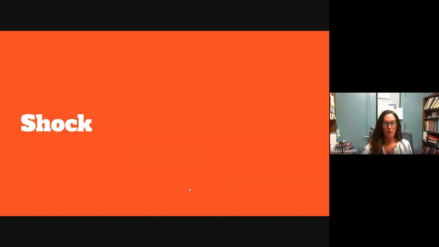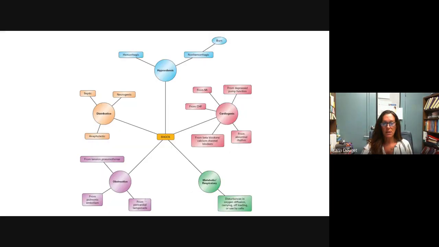Okay, so the first part, we're going to talk about chapter 15, which is shock and resuscitation. And you have a picture similar to this in your book. In the 11th edition book it is on page 440. It's different colors, but it's the same thing.